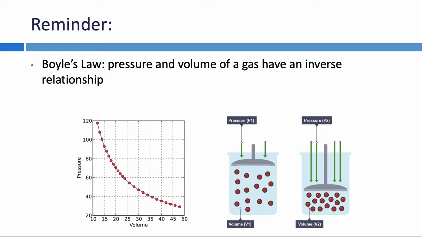So you can see that inverse relationship in that diagram on the left, and then it's illustrated in the 2 pictures on the right. There are the same number of molecules in both of those pictures, but there's more volume in the picture on the left. When there's more volume, the molecules can spread out more, meaning there's less pressure. When there's less volume, the molecules are closer together, meaning there is more pressure. So as volume increases, pressure decreases. As volume decreases, pressure increases. This is going to be very important as we talk about ventilation.